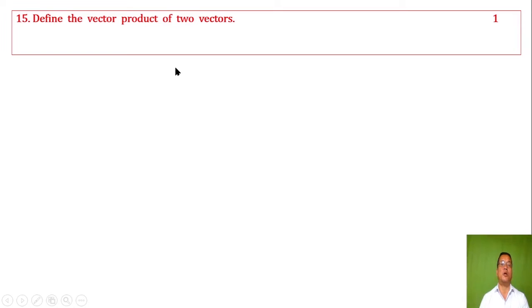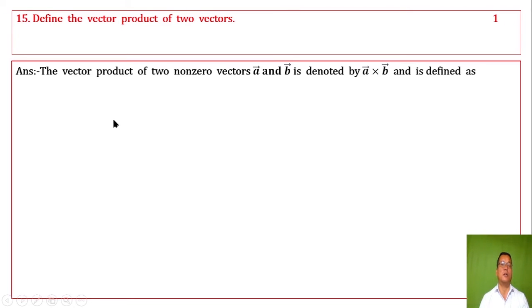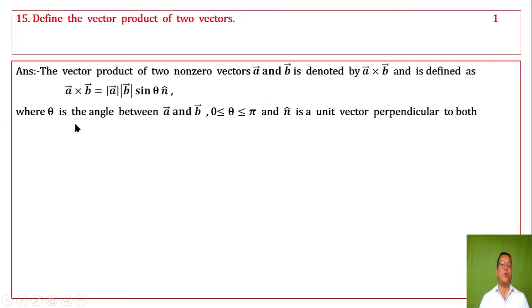Define the vector product of two vectors. 1 mark. The vector product of two non-zero vectors a and b is denoted by a cross b and is defined as a cross b equal to magnitude of a into magnitude of b into sine theta times n cap, where theta is the angle between vector a and vector b such that theta lies between 0 and pi including the two ends, and n cap is a unit vector perpendicular to both vector a and vector b.